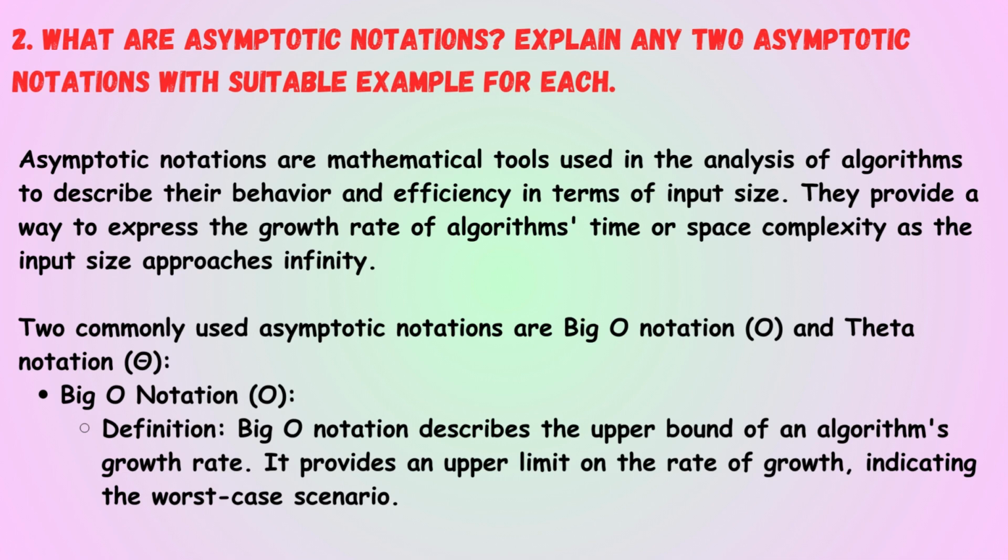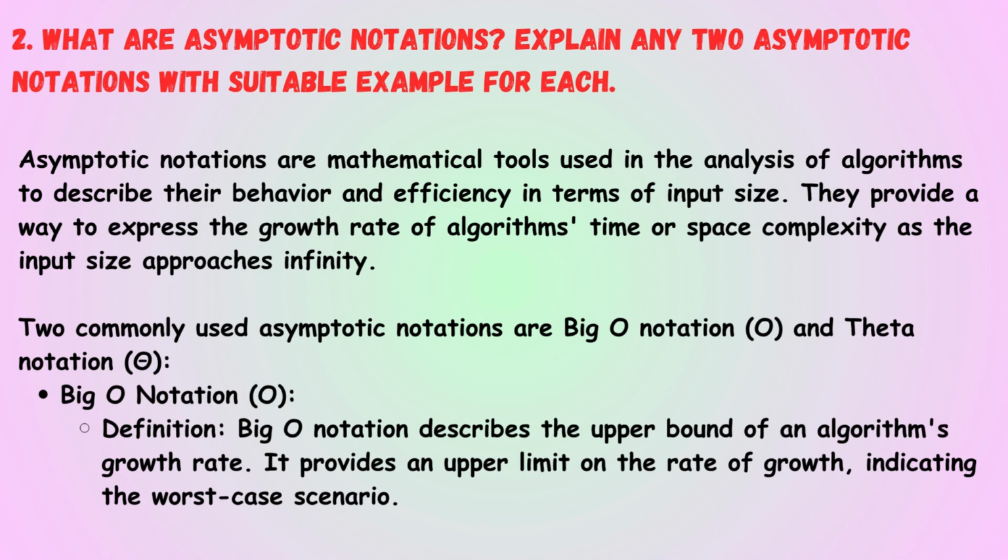Explain any two asymptotic notations, with suitable example for each. Asymptotic notations are mathematical tools used in the analysis of algorithms to describe their behavior and efficiency in terms of input size. They provide a way to express the growth rate of algorithms' time or space complexity as the input size approaches infinity. Two commonly used asymptotic notations are big O notation, O, and theta notation, theta.